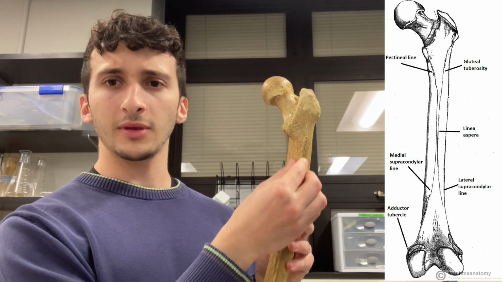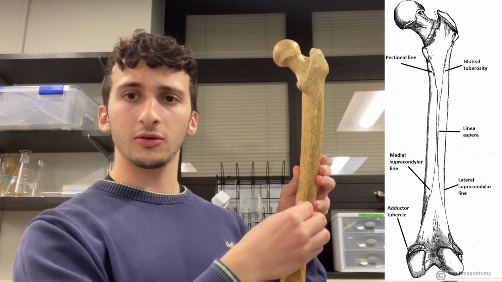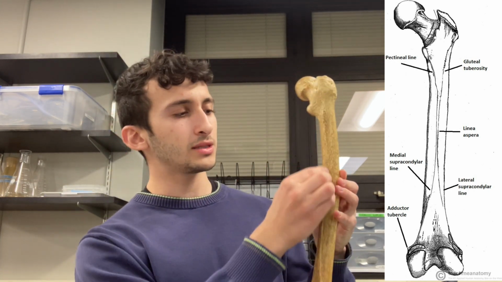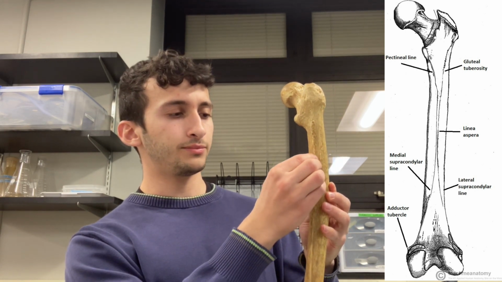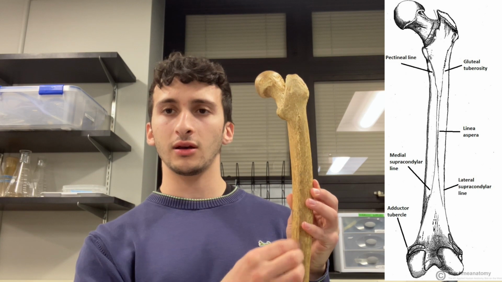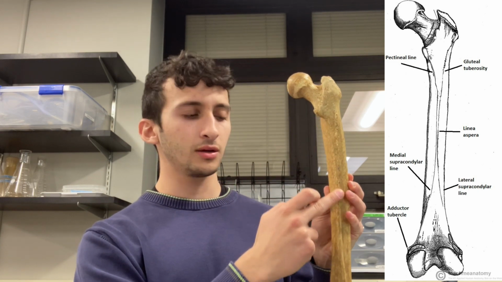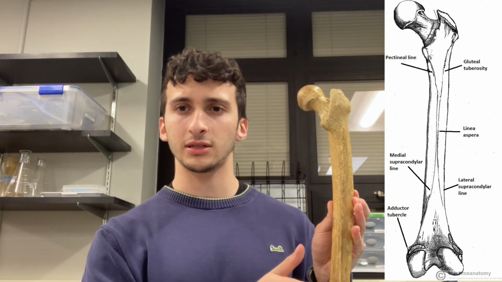Following down from the gluteal tuberosity, if you just follow all the way down, this would be known as the linea aspera. It's this long line or crest extending all the way from the gluteal tuberosity, and it's also a place where muscle is attached.